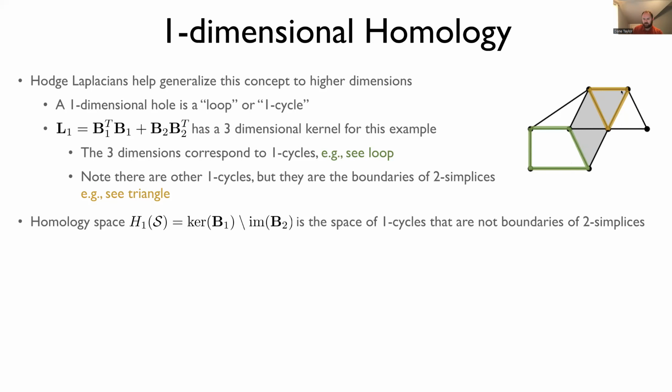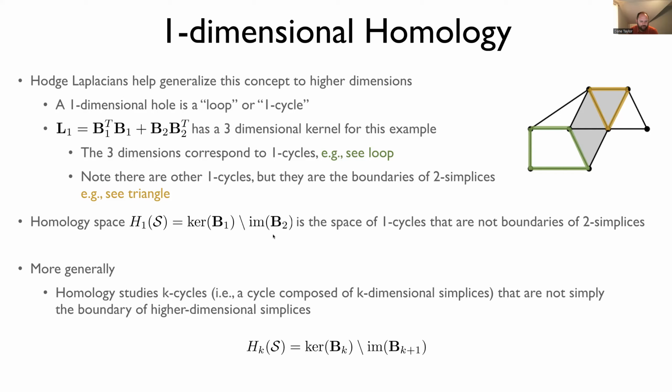There are cycles that are the boundary of a two simplex, kind of by default. And so the homology is defined as the subspace of cycles modulo the cycles that are boundaries of two simplices. So it's this quotient space. So that's defined in the one-dimensional homology, but we can define the k-dimensional homology as well.